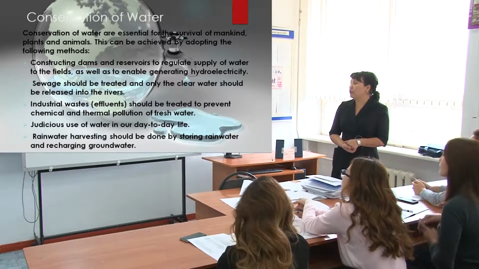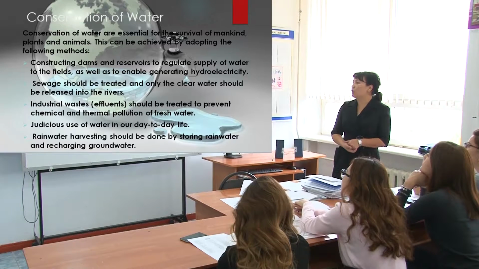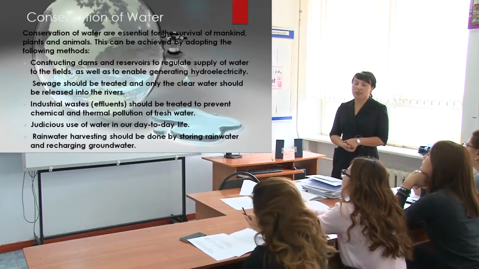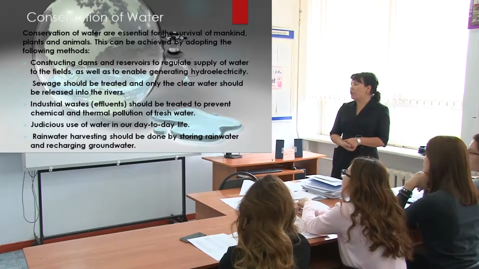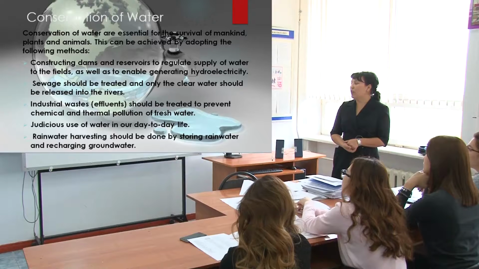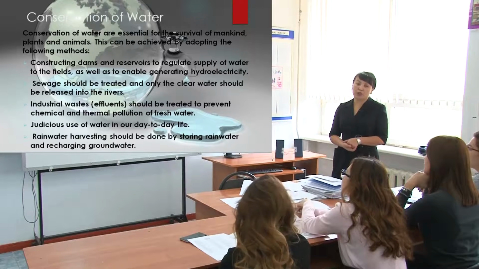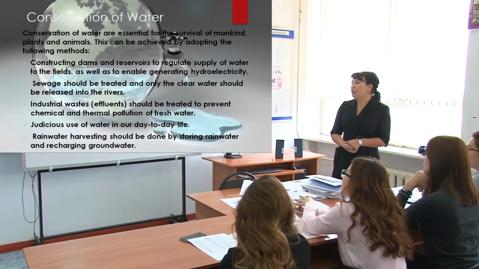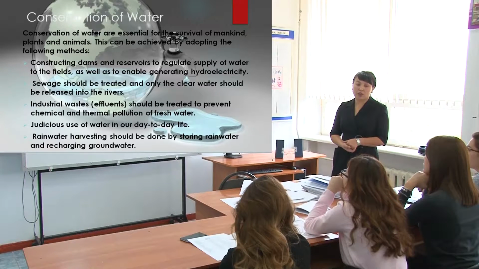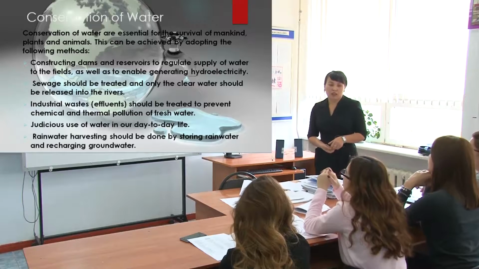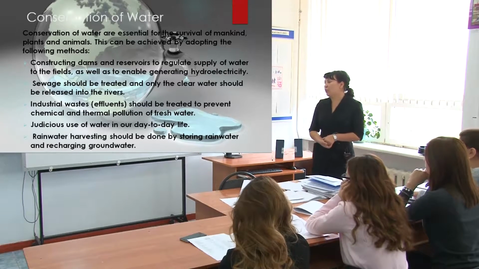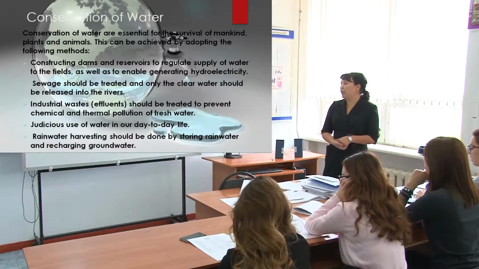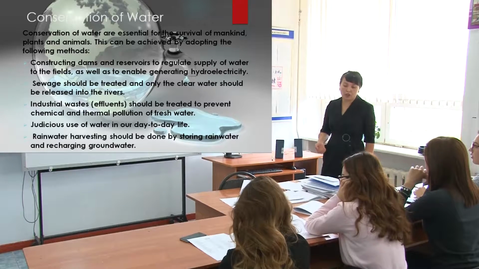Sewage should be treated and only the clear water should be released into the rivers. Industrial waste effluents should be treated to prevent chemical and thermal pollution of fresh water. Judicious use of water in your day-to-day life. Yes? What is judicious? New vocabulary, yes. Rainwater harvesting should be done by storing rainwater and recharging groundwater.